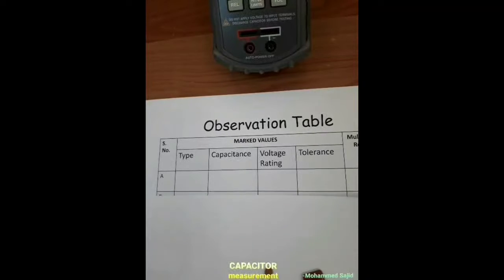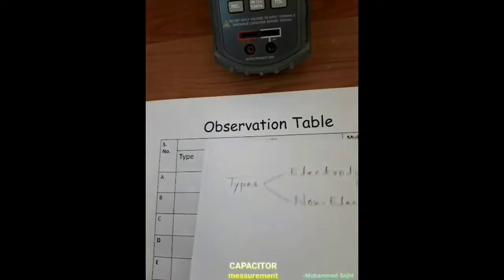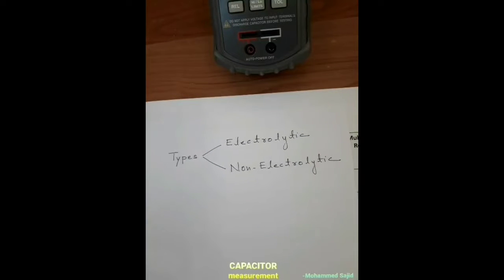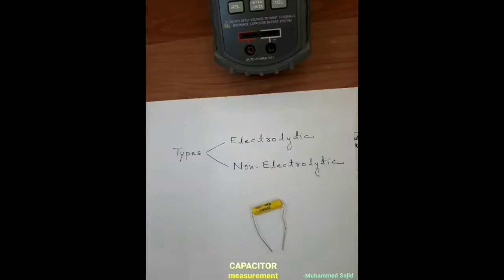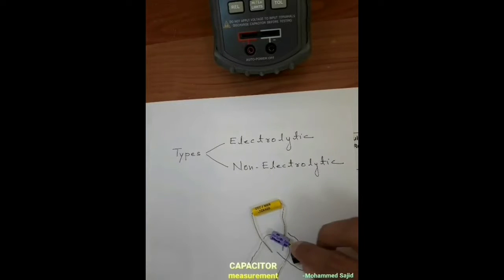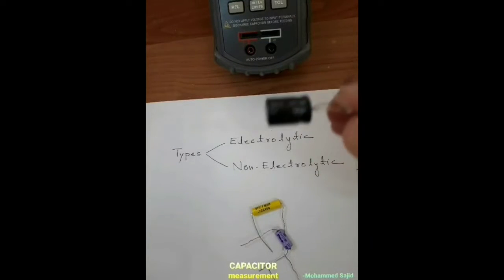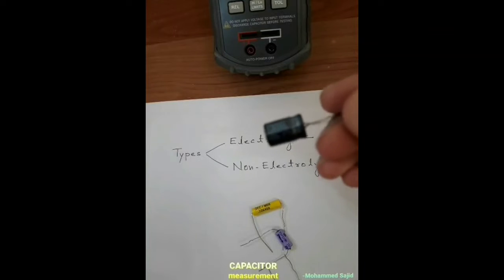Again, we know that there are two types. Number one, electrolytic. Number two, non-electrolytic. So first we will write the type. How do you identify whether your capacitor is electrolytic or non-electrolytic? Look, we have different capacitors here. We'll check one by one. For example, this capacitor.